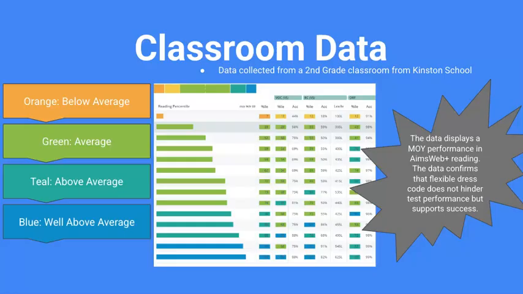Classroom data. The data below was collected from a second grade classroom from Kinston School. Below I have included the key for the colors listed. Orange is below average. There is one student that has scored in this level. Green is average. Majority of the students have scored in this level. Teal, above average. 3 students scored in this level. Blue, well above average. 2 students scored in this level.